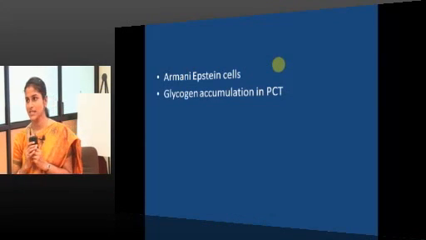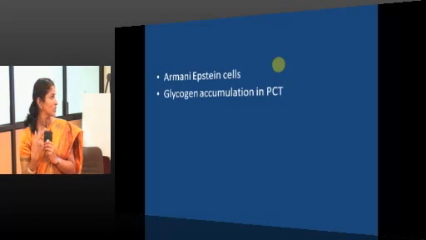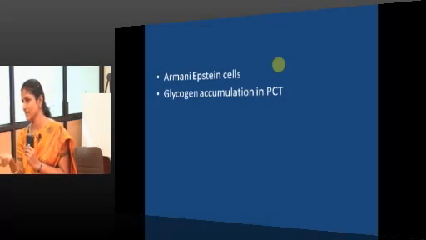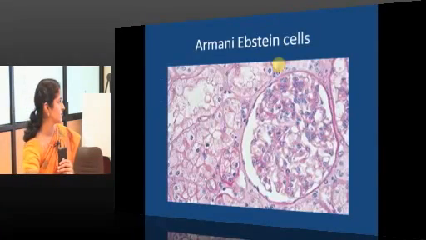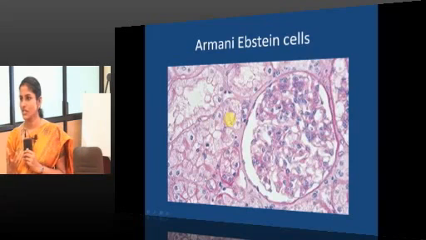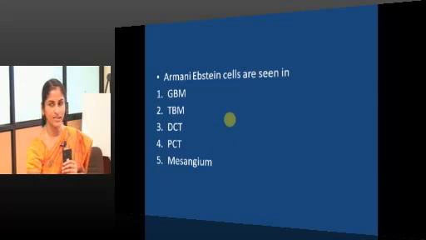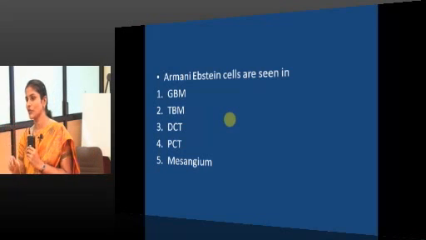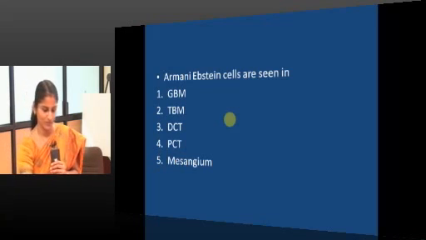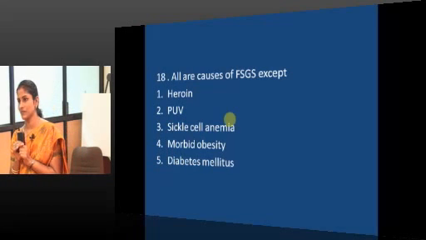So, the Armanni-Ebstein cells are due to reabsorption of glycogen by the proximal tubular epithelial cells. That is how they look. As they absorb glycogen, the cells will have such a clear appearance. So, Armanni-Ebstein cells are seen in which part of the tubules, exposed to maximum sugar exposure? Proximal convoluted tubule. All are causes of FSGS except, we'll go.